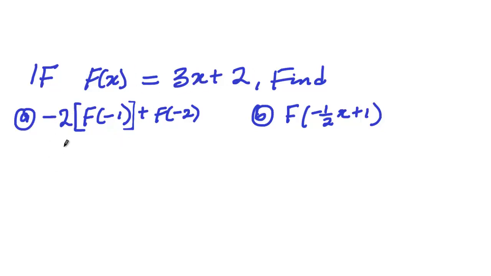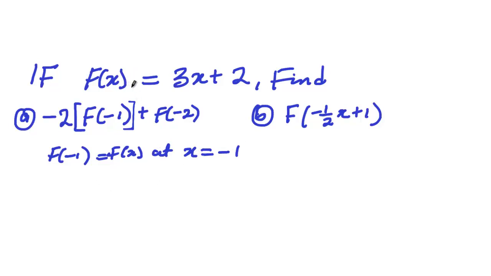So let's go straight to the point. Here we have minus 2 into bracket f of minus 1, then close bracket, plus f of minus 2. What we do first, following the concept of BODMAS, is to do what we have inside the bracket. That is f of minus 1. So the question is, what is f of minus 1? F of minus 1 is the same thing as f of x at x is equal to minus 1. That is what it means.